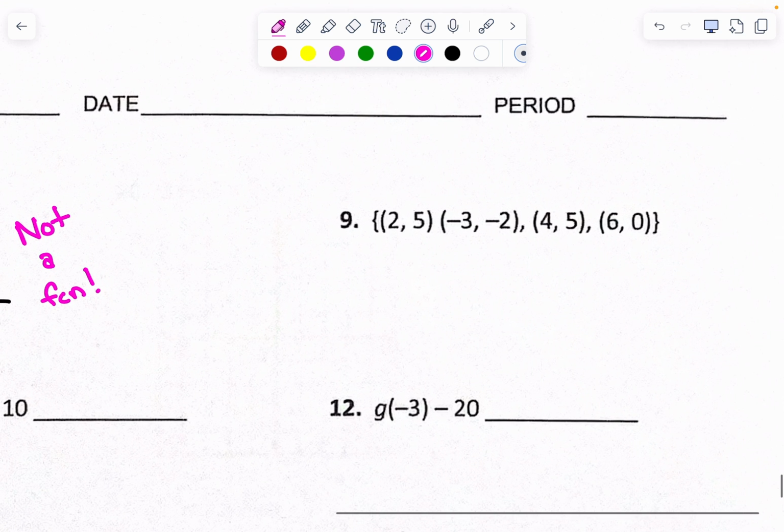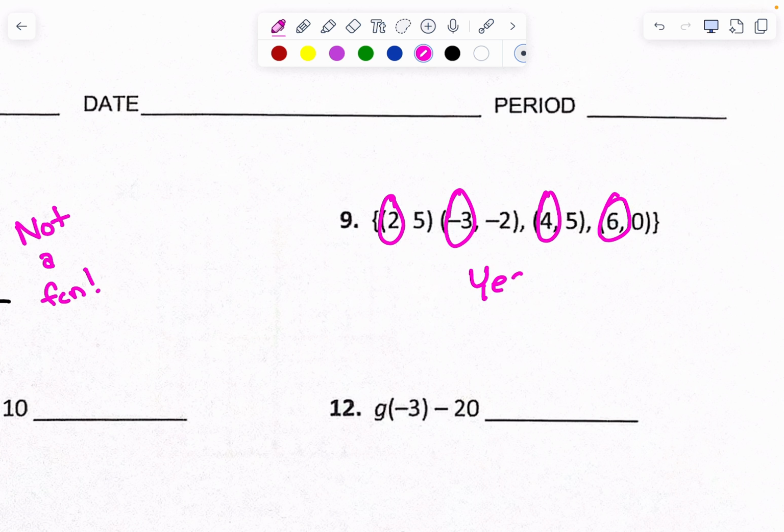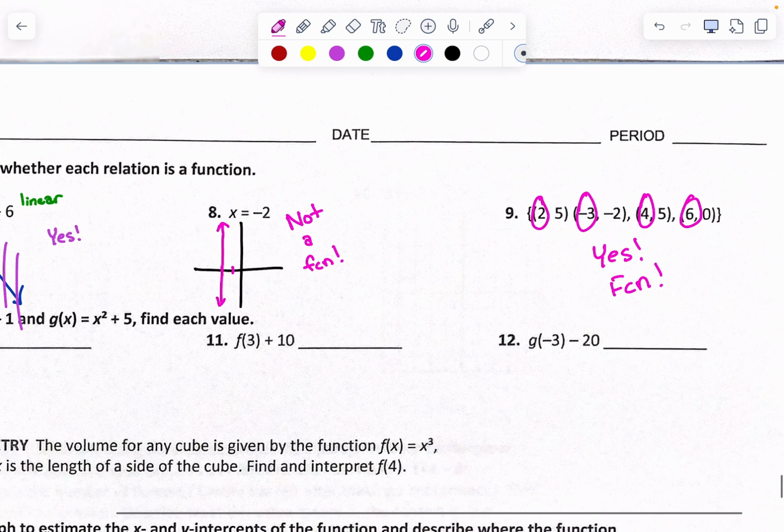Okay, now this one, we could graph these if we want to, but we're really just looking at, do the x's repeat? No, we're good. Nope. So yes, he is a function. Okay, something of that nature. Like give us a bunch of those, right? Those are the easy ones we want free points on.